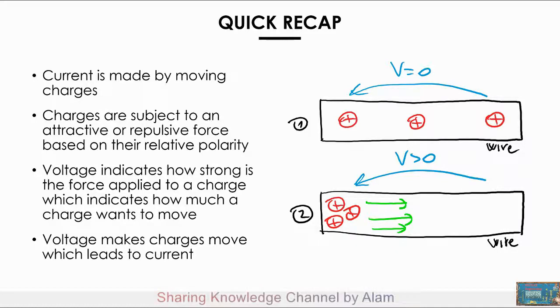That will cause a net movement of charge in one direction, so it will generate a net current from left to right. So you can say that in this case, you have a voltage different than zero, higher than zero with that direction, because the charges are not allowed to be in their preferred state, which is the state of minimal energy, but they are forced to be in a position they don't like.